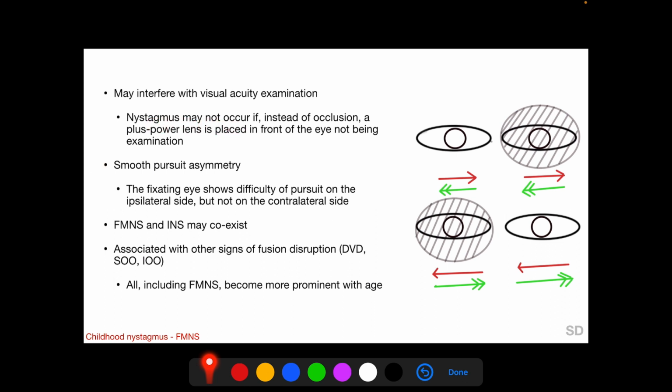FMNS shows smooth pursuit asymmetry, in which the fixating eye shows difficulty of pursuit on the ipsilateral side but not on the contralateral side, and the direction is explained by the direction of the slow phase and the fast phase. FMNS and INS may coexist. FMNS may be associated with other signs of fusion disruption such as dissociated vertical deviation, superior oblique overaction, and inferior oblique overaction. All of these signs of fusion disruption, including FMNS, become more prominent with age.